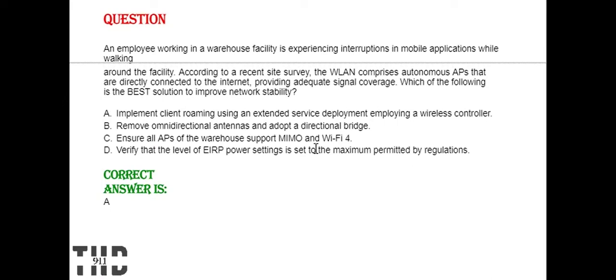The employee working in a warehouse facility is experiencing interruptions in mobile applications while walking around the facility. According to the recent site survey, the WLAN comprises autonomous APs that are directly connected to the internet, providing adequate signal coverage. Which of the following is the best solution to improve network stability? Option A, implement client roaming using an extended service deployment employing a wireless controller. Option B, remove omnidirectional antennas and adopt directional bridge. Option C, ensure all APs of the warehouses support MIMO and Wi-Fi 4. Option D, verify the EIRP power settings are set to the maximum permitted by regulations. The correct answer is option A.